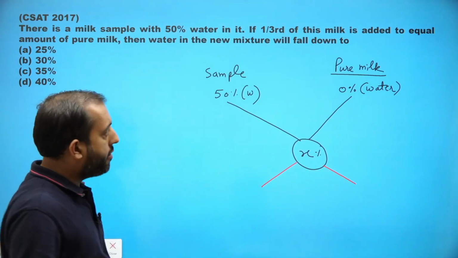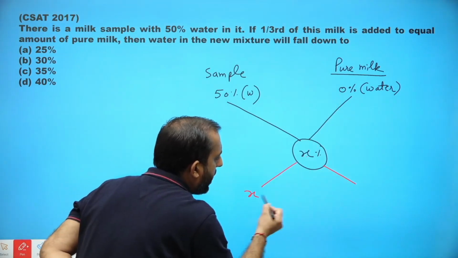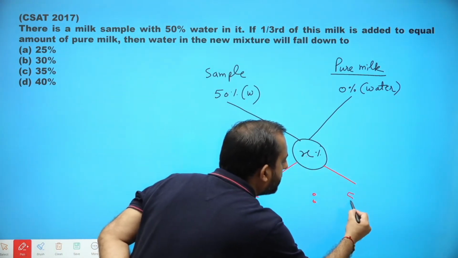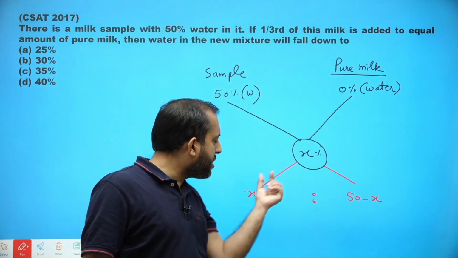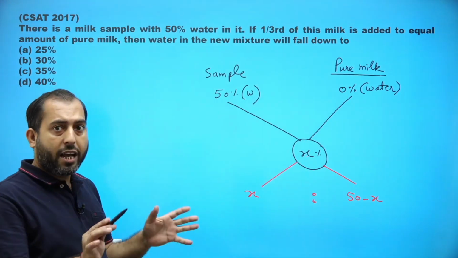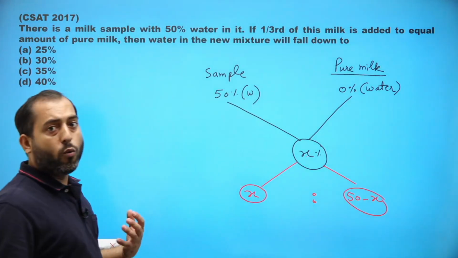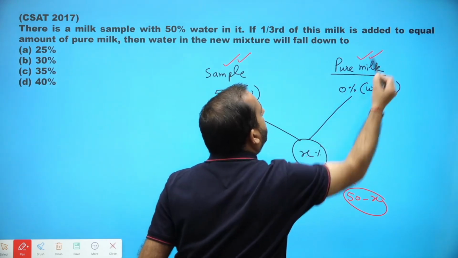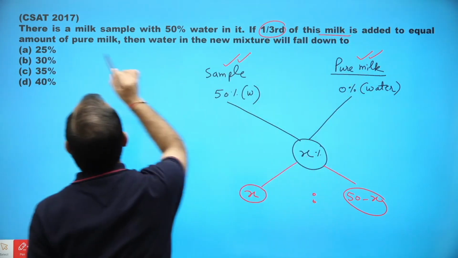Now, as per alligation, x minus 0, x minus 0 is x only, and 50 minus x. Diagonally across, we will subtract. x will be greater than 0, that is why x minus 0, and 50 will be greater than x, that is why 50 minus x. So as per alligation, this ratio of differences will be equal to the ratio in which sample and pure milk are mixed. It is given that 1/3 of this sample and an equal amount.